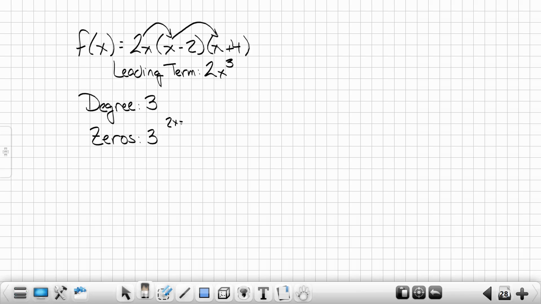Now, really quick, this is going to be squeezed in this line. We'd have 2x equals 0. This is that x times y times z concept. 2x equals 0, x minus 2 equals 0, and x plus 4 equals 0. We'd have those 3 things. So if 2x equals 0, what would that give me? x is 0. x minus 2 equals 0 would give me x equals 2. x plus 4 equals 0 would give me x equals negative 4. So those are my 3 zeros.